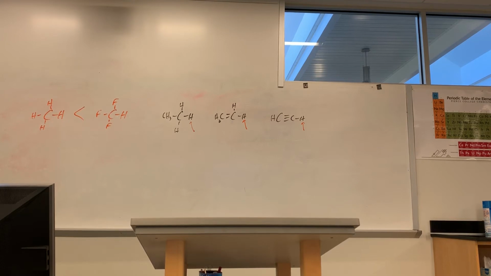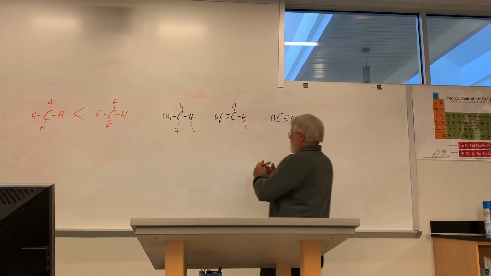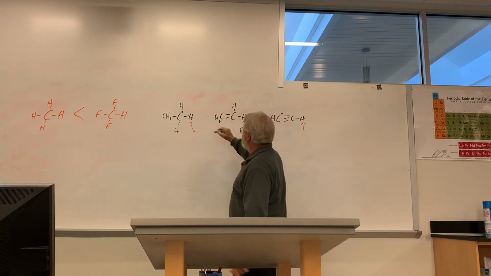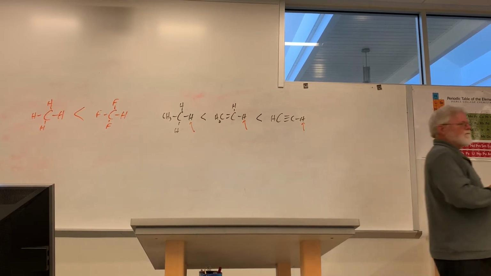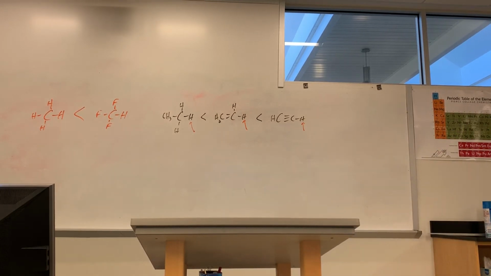Anyone want to guess? Which of these is the most acidic? The alkyne, the alkene, or the alkane? The alkyne is the most acidic. The alkane is the least acidic. And the reason is this.